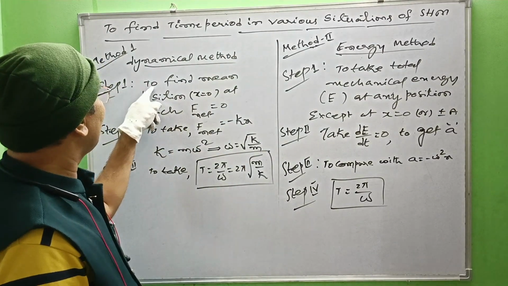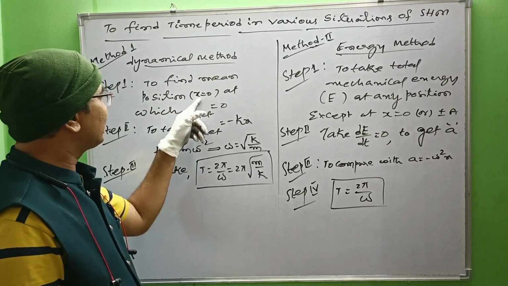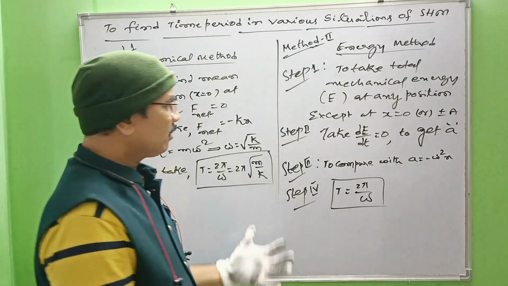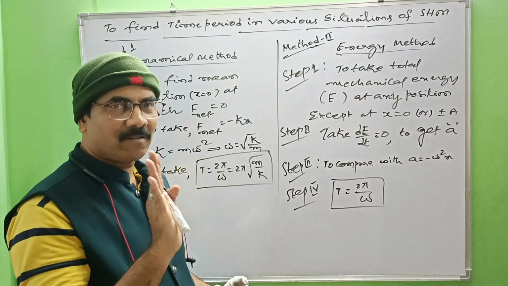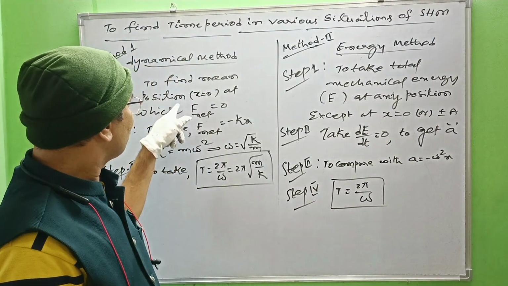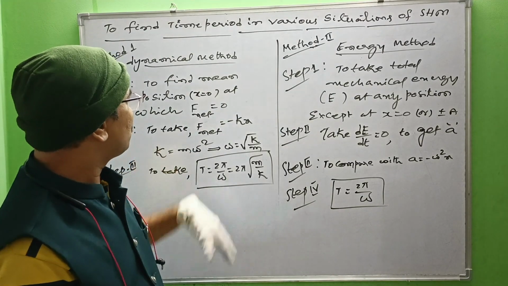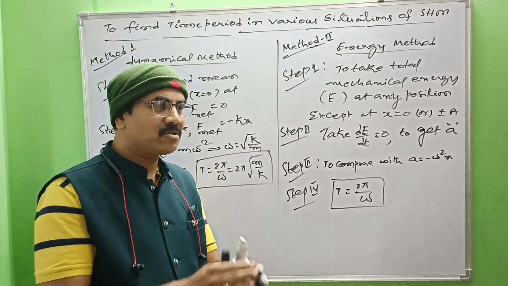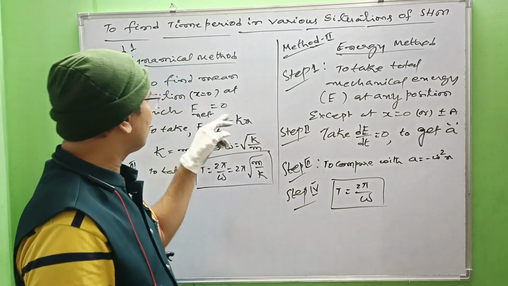So first step, that is to find mean position, that is x equal to 0 at which f net equal to 0, right? Suppose during the oscillation of a particle, first of all we have to assign the mean position at which net force equal to 0. At mean position there is no need of restoring force, therefore net force equal to 0.